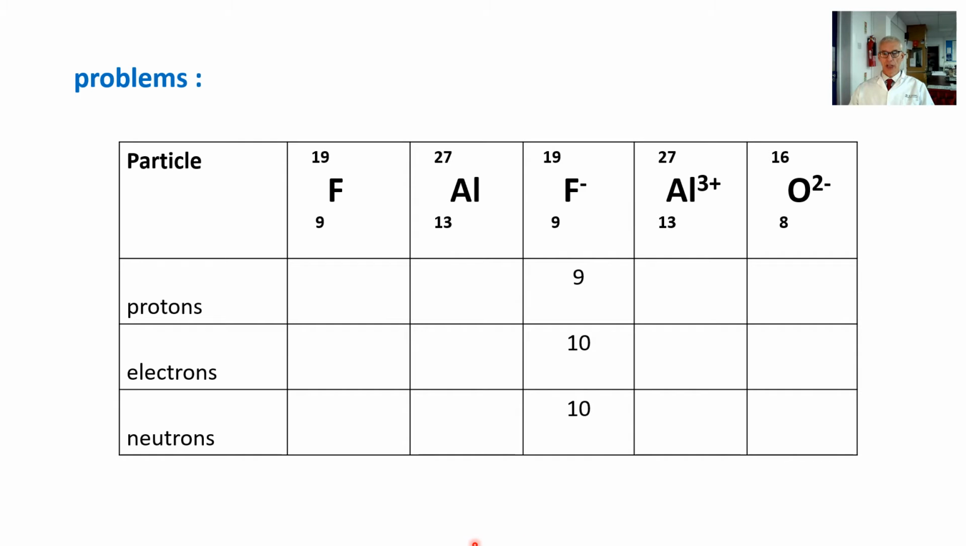So let's discuss the fluoride ion, F minus, atomic number 9, so 9 protons, which would indicate in an atom 9 electrons, but we are carrying an additional negative charge, so there are 10 electrons, one more than there are protons. The numbers of neutrons, the difference between the mass number and the atomic number as usual.